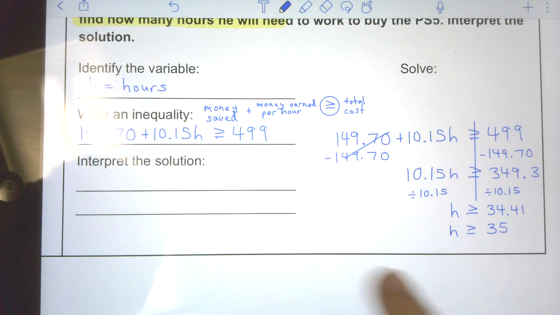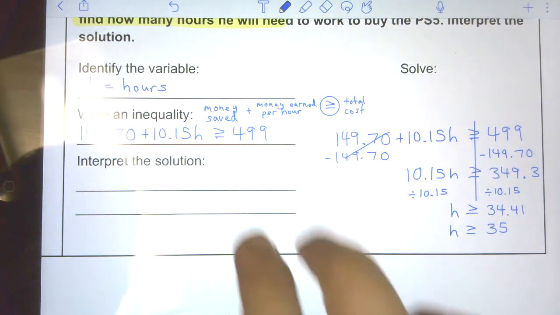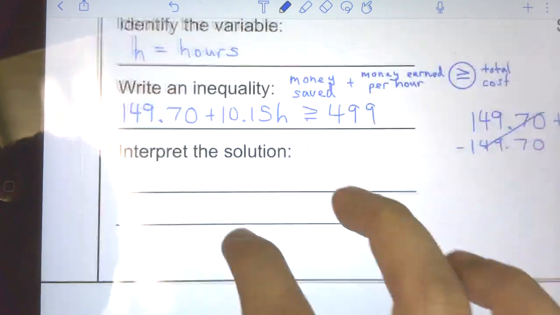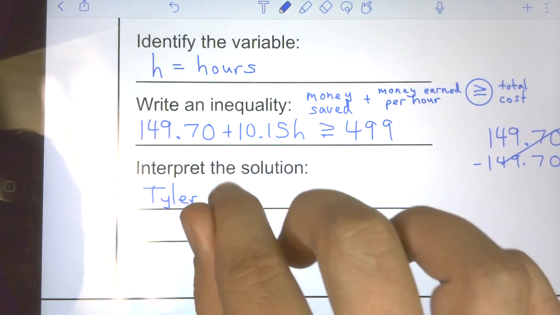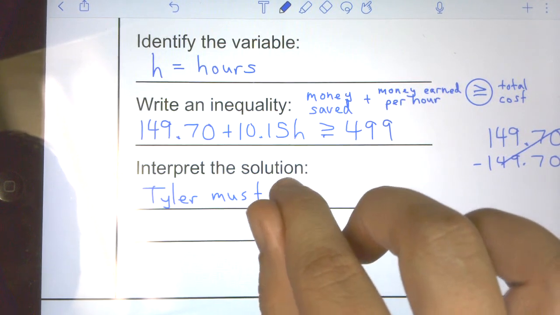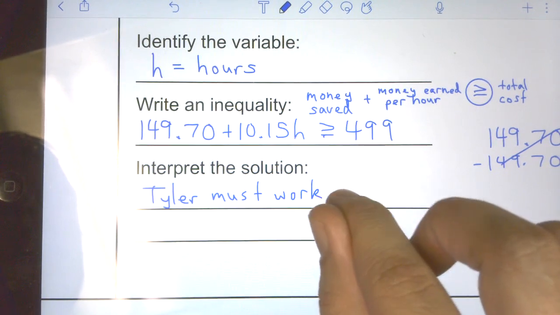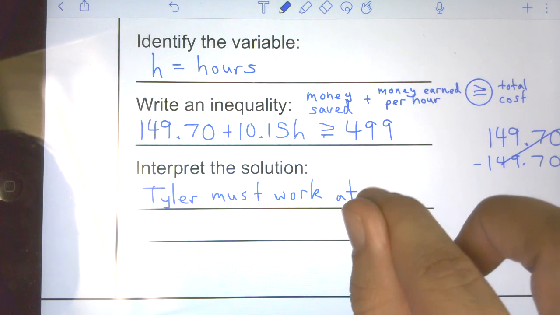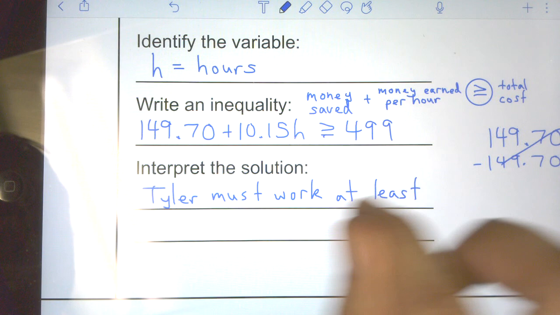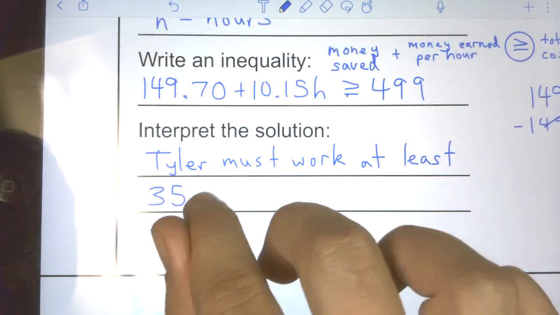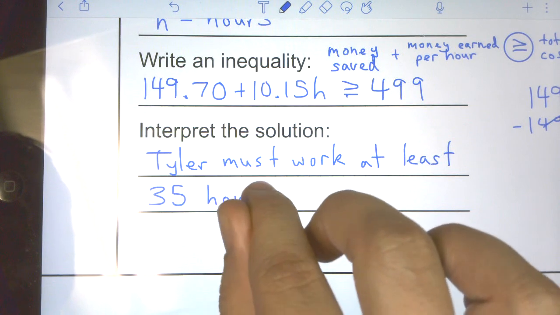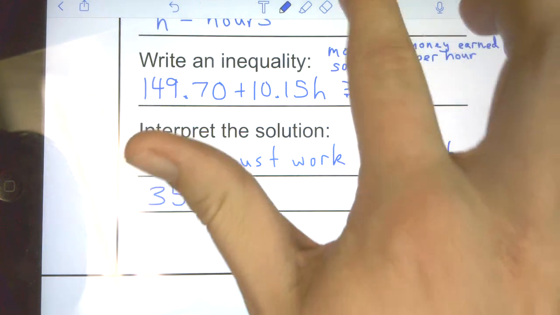So interpret the solution. H is greater than or equal to 35. If our H is hours, what's his name? Tyler. Tyler must work at least 35 hours. Okay. There you have it.